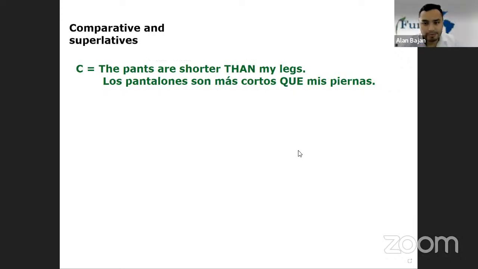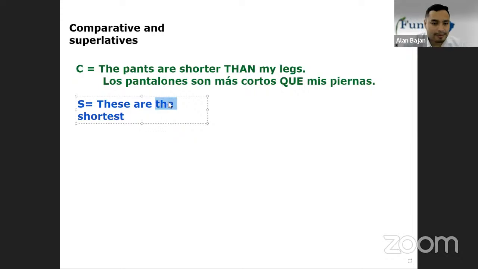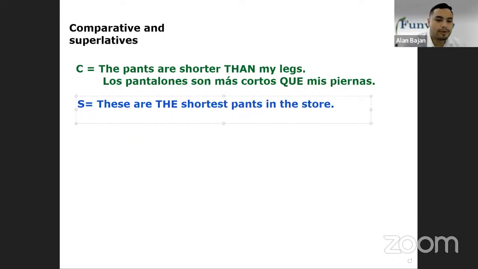Now let's write a superlative. These are the shortest. I add my article the. These are the shortest pants in the store.